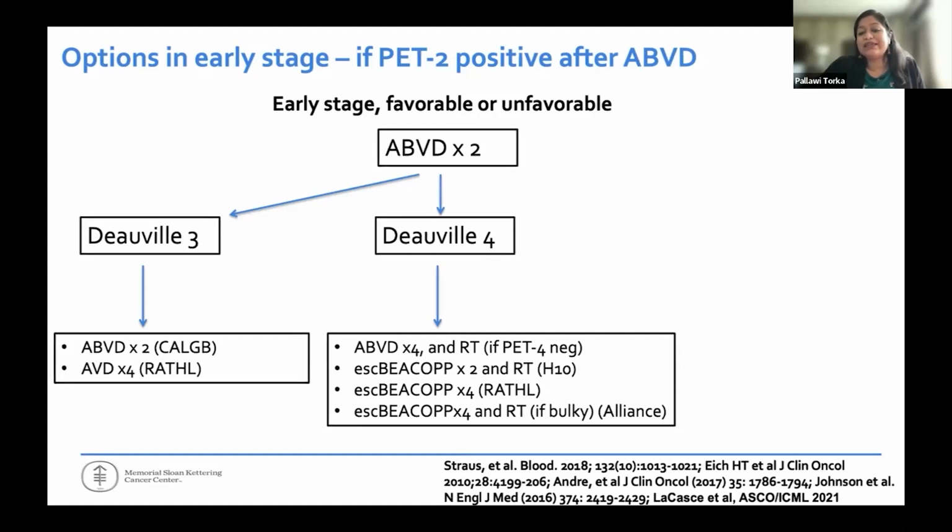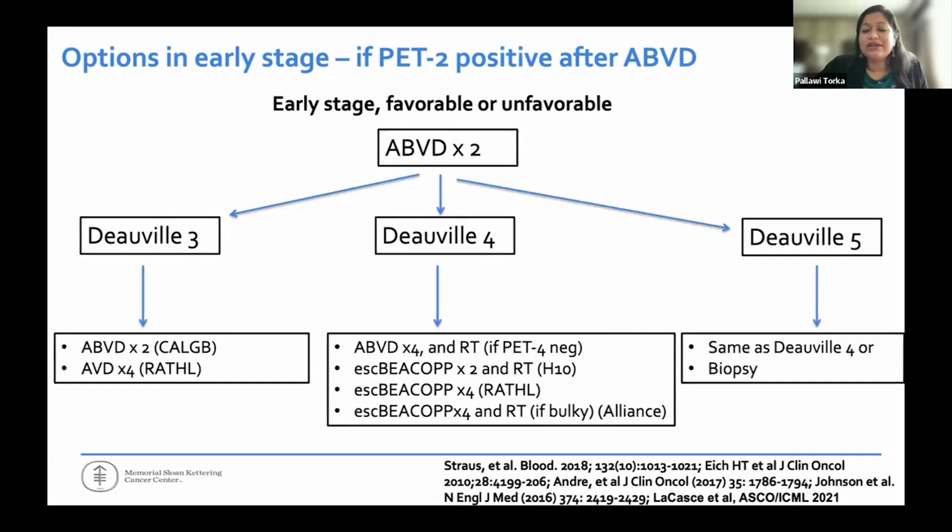And then if it's bulky, the Alliance study did add radiation, but like we talked about, it's probably not necessary to do radiation. If it's Deauville 5, then you're talking about disease progression, and you can go ahead and treat this way, but you really need to change course and talk about second line therapy at this point.